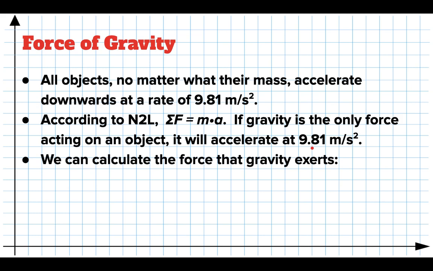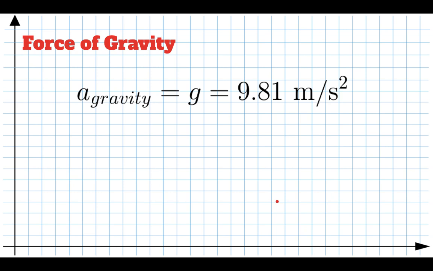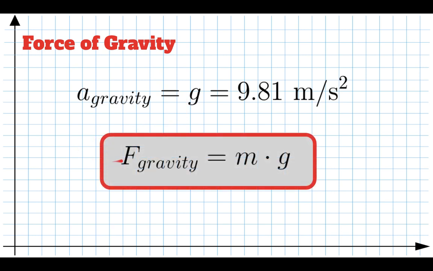So we can calculate the force of gravity. The force of gravity must equal the mass times the rate that it's accelerating. And this rate is 9.81. So since we know the acceleration due to gravity is 9.81 meters per second squared, and we call that g, then the force that gravity must exert must equal the mass times the acceleration, or m times g.